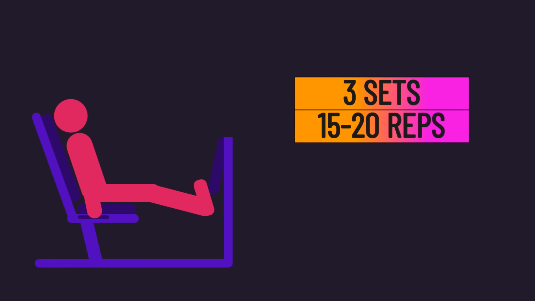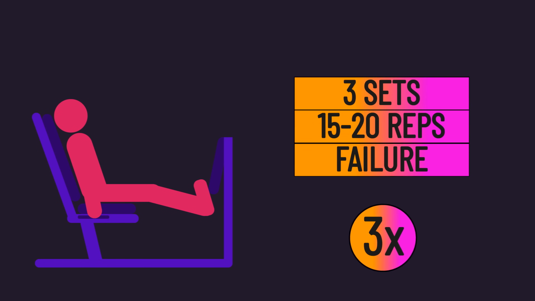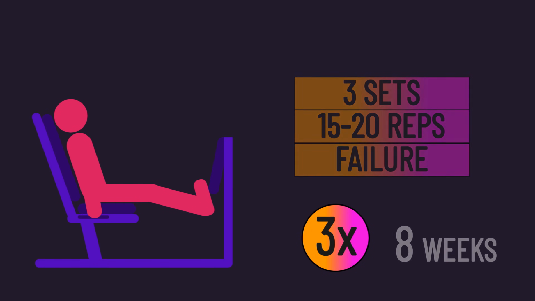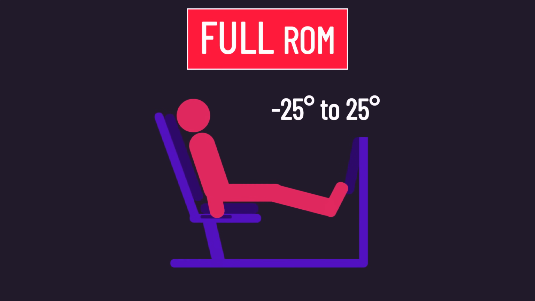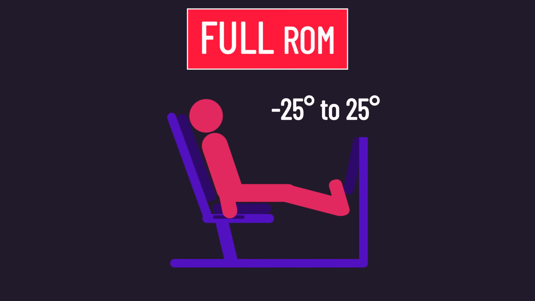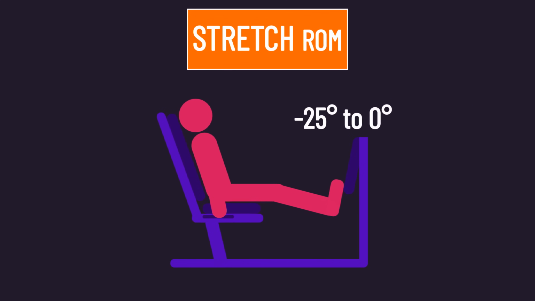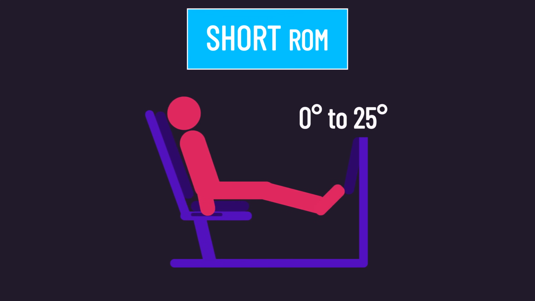These researchers had untrained women train their calves with this exercise for 3 sets of 15 to 20 reps to failure, 3 times per week for 8 weeks. One group trained with a full range of motion, another group with a partial range of motion with the calves at a stretched position, and a third group with a partial range of motion with the calves at a shortened position.